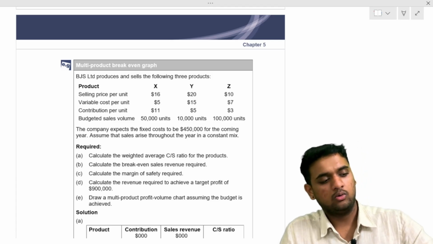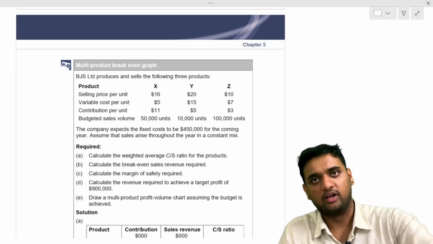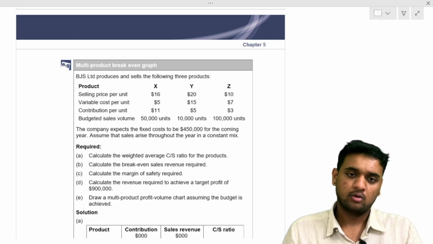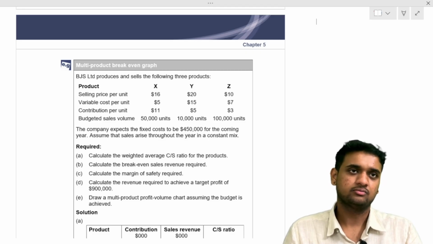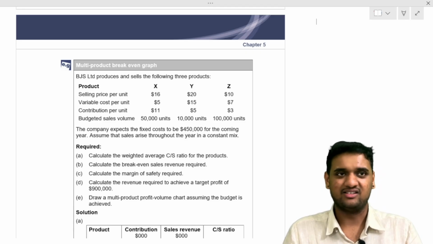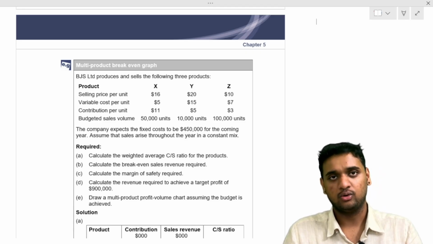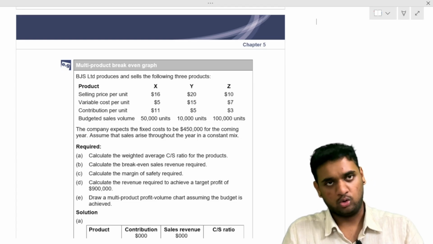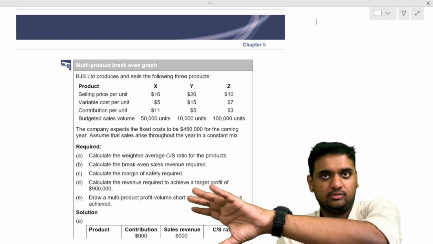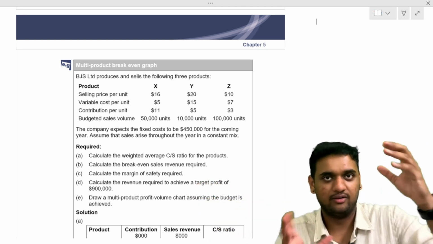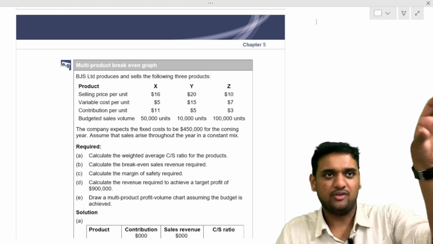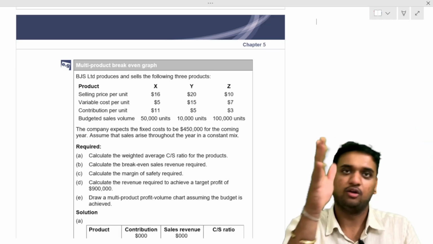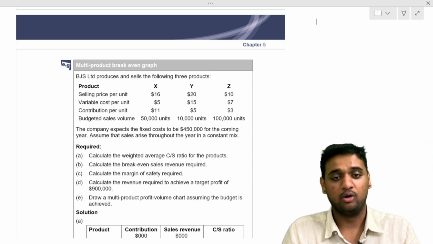Now, what will we learn? How to find the break-even point when you have multiple products. For that, what do we have to find out? Weighted average CS ratio. How do you find the weighted average CS ratio? Total contribution of all products divided by total sales of all products. You add everything, and you will get it. If the total number of units is not given, the ratio which is given can be assumed to be the number of units, and then you find out. Both will give the same answer. There will be no difference.